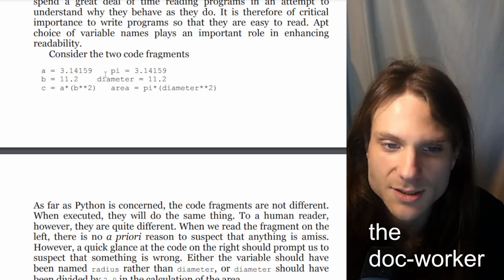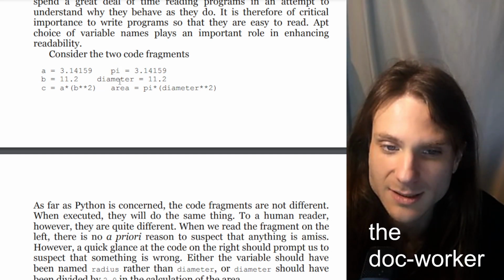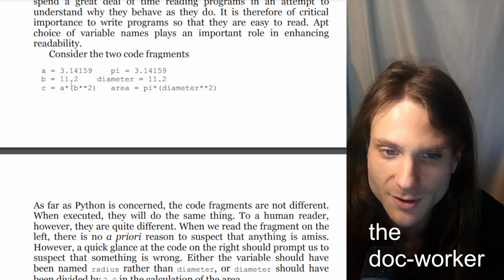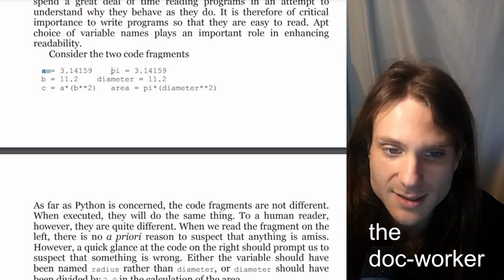Oh wait, I was saying there's two sort of separate. I see what they're trying to do here. So we have a, b, and c, and over here pi, diameter, and area. And if you notice, it's the exact same things. The variable a is exactly the same as this variable pi. Exact same value and everything.